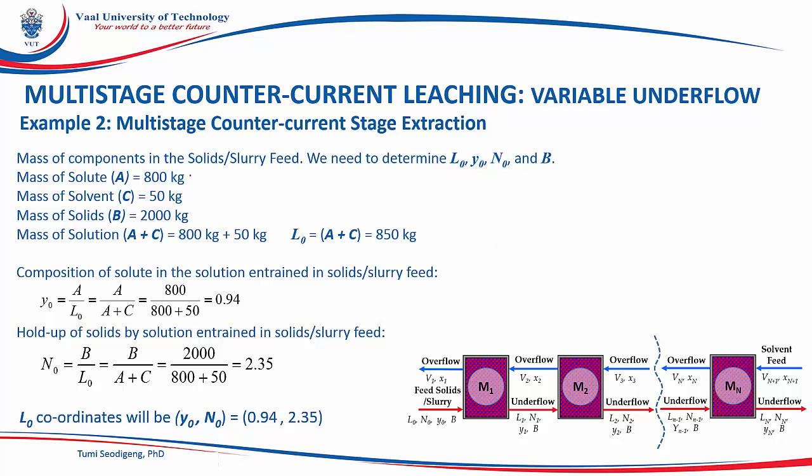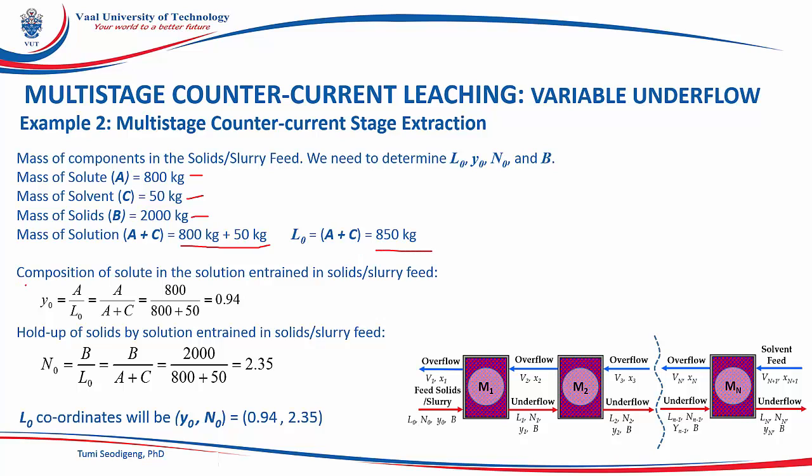From the information given, we can tell that A, which is the solute, is 800 kg per hour. The solvent that is entrained in the slurry is 50 kg per hour of solvent C, and we know that the solids B is 2000 kg per hour. The mass of solution, or the flow rate of solution, can be calculated by combining the solute and the solvent, which is A plus C, to get the total entrained solution in the feed slurry, which is now 850 kilogram per hour.